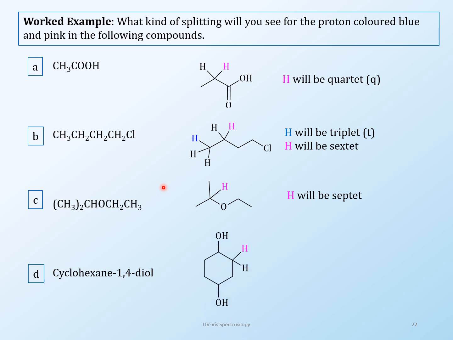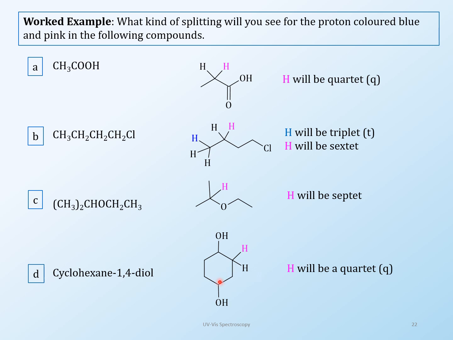And then the last one here, what proton are we looking at? We're looking at the pink one here. If you're looking at the pink one here, these two are equivalent, don't forget. So if these two are equivalent, what are we looking at? We are looking at this proton, and we're looking at these two. So 1 plus 2 plus 1, quartet. Okay, that's how it should be.